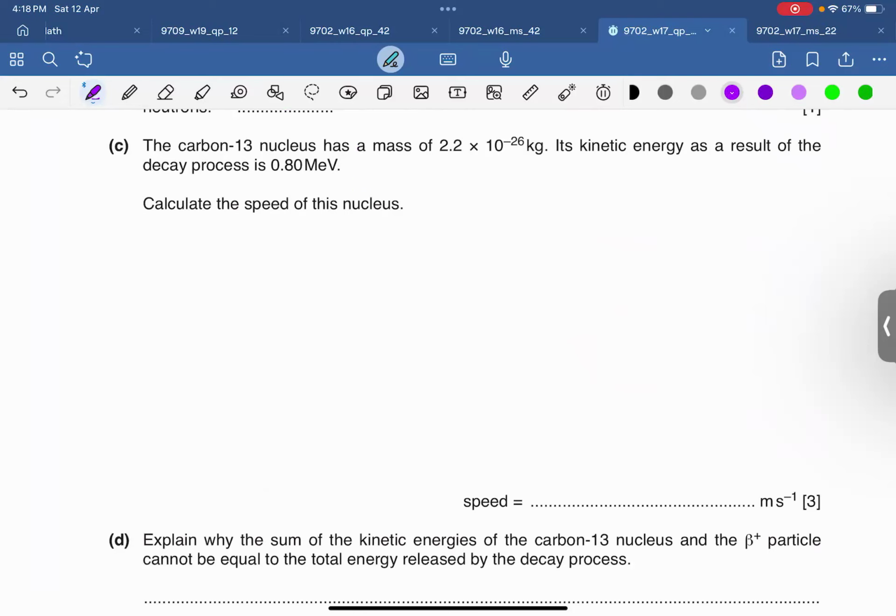The carbon-13 nucleus has a mass of 2.2 into 10 to the power negative 26 kg. The kinetic energy as a result of the decay process is 0.8 mega electron volt. Calculate the speed of this nucleus. What will you do?